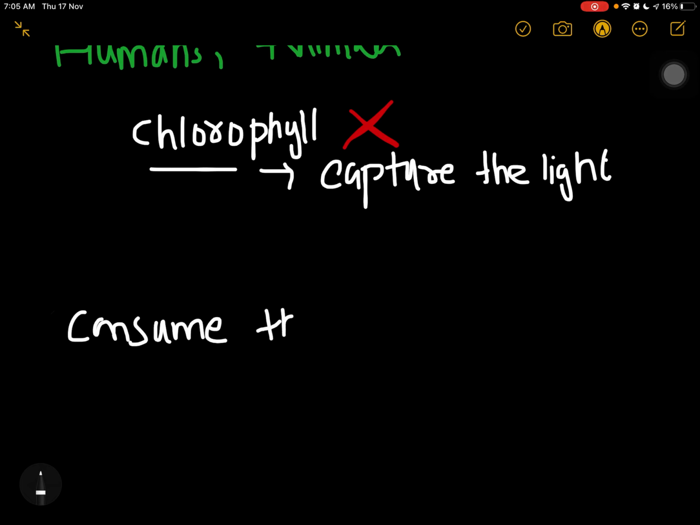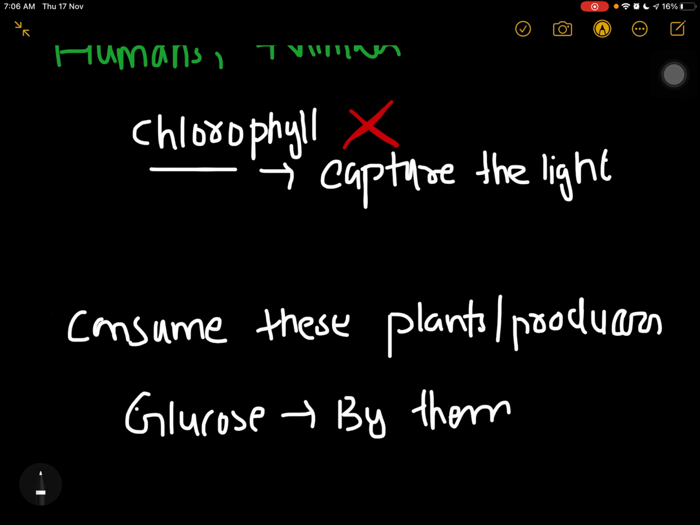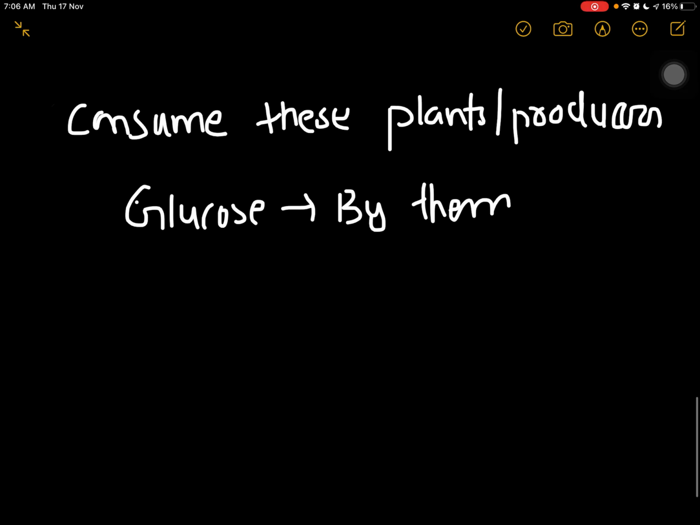We consume these plants, or you can say these producers, because plants have the ability to make glucose on their own, as they are autotrophs and we are heterotrophs. So we will consume these producers and make energy from there. We will get the glucose from them, right? And now in our body, this glucose will be broken down.